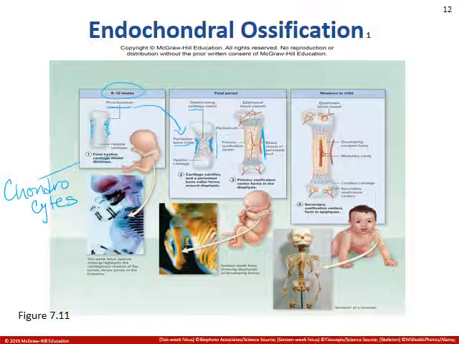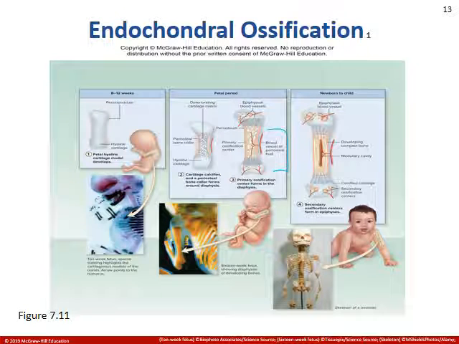So then we see this primary ossification center start developing. These osteoblasts that produce the bony collar are going to start secreting matrix, and we're going to have bone laid down, but it still has lots of holes there because of the cartilage.